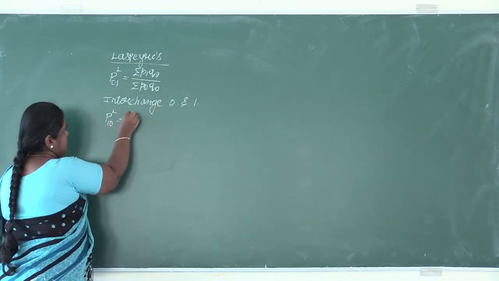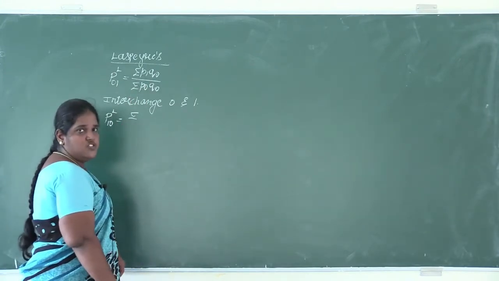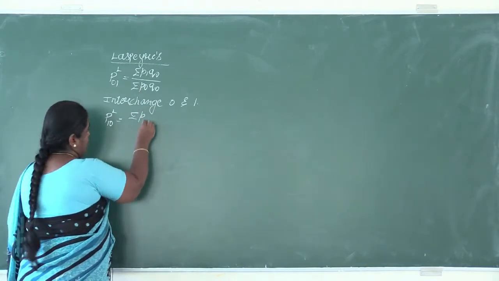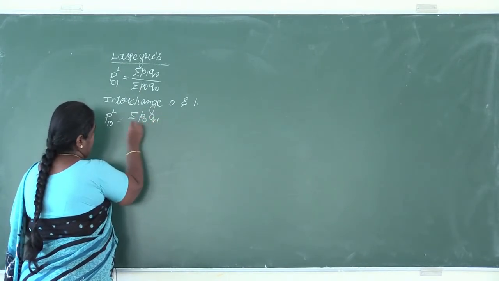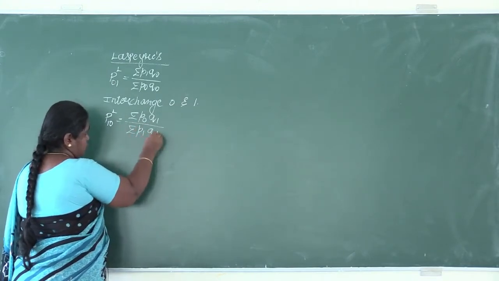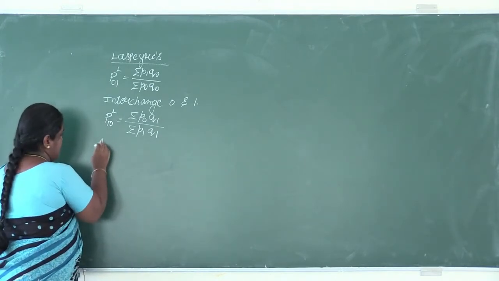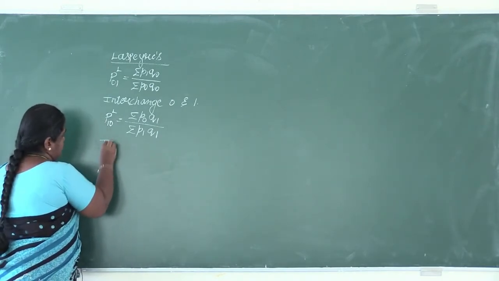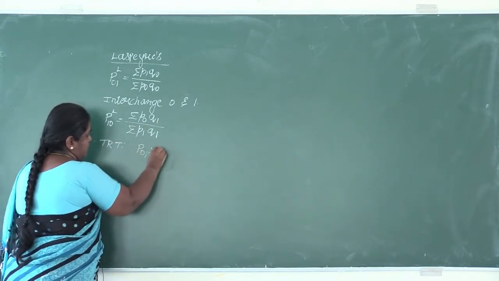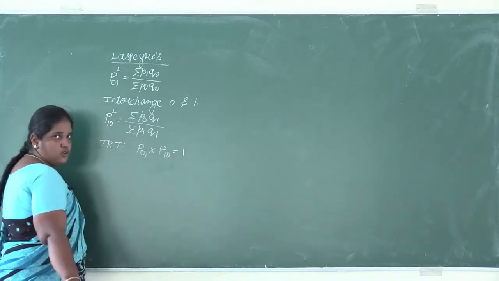P10L is sigma. Again in this, wherever you have 1, you have to interchange with 0, and in place of 0 you have to interchange 1. So it will be sigma P0 Q1 divided by sigma P1 Q1. Then mention the condition of time reversal test. So according to time reversal test, P01 into P10 equals 1. So this condition should hold good.